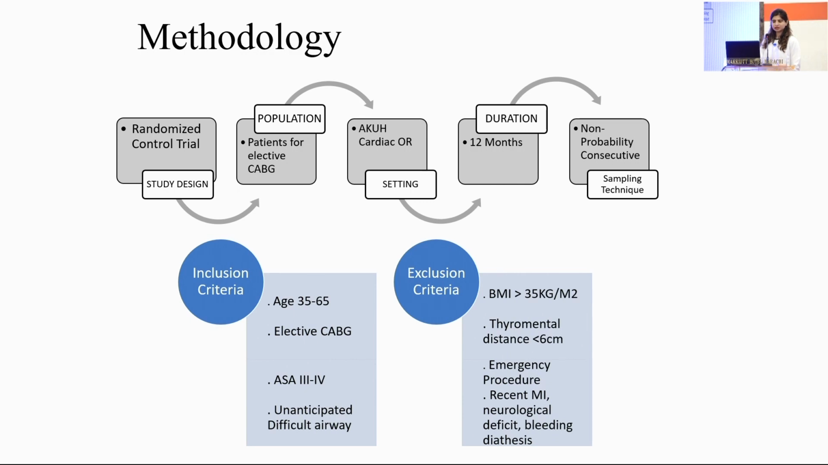The study was conducted in AKUH cardiac wards for a period of 12 months, and the sampling technique we used for our study was a non-probability consecutive technique. The patients who were aged 35 to 65, planned for elective CABG with ASA physical status of 3 and 4 having unanticipated difficult airway were included in the study, while those who had BMI more than 35, thyromental distance of less than 6 centimeters, undergoing emergency procedure, recent history of MI, neurological deficit, and with bleeding diathesis were excluded from it.